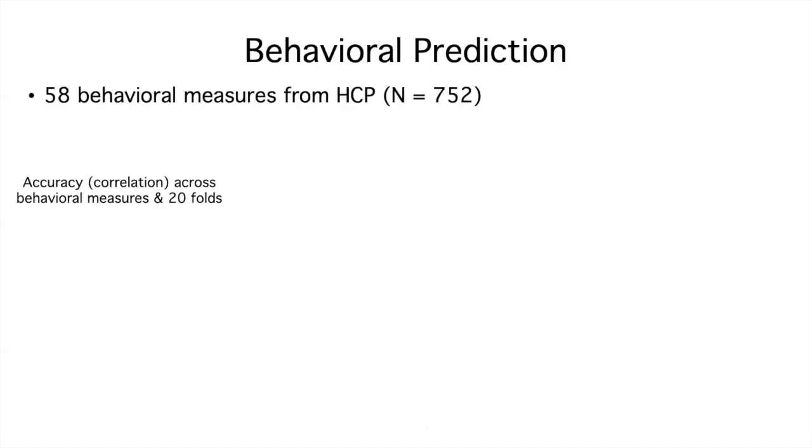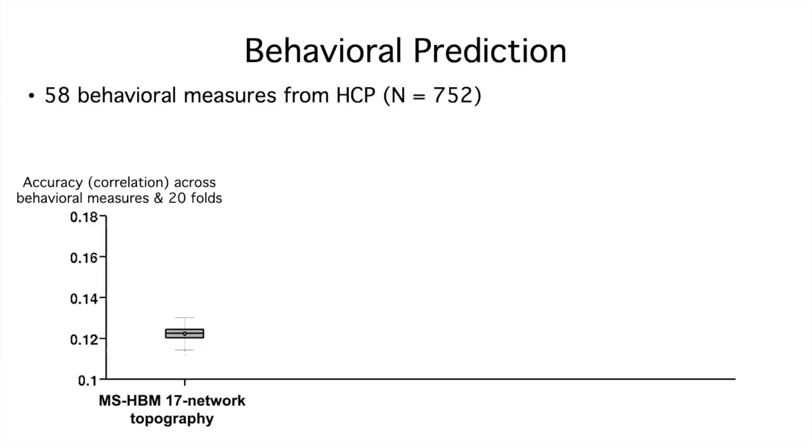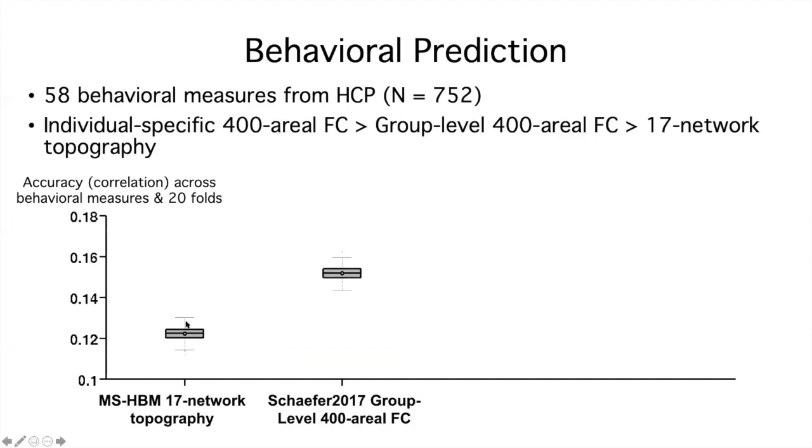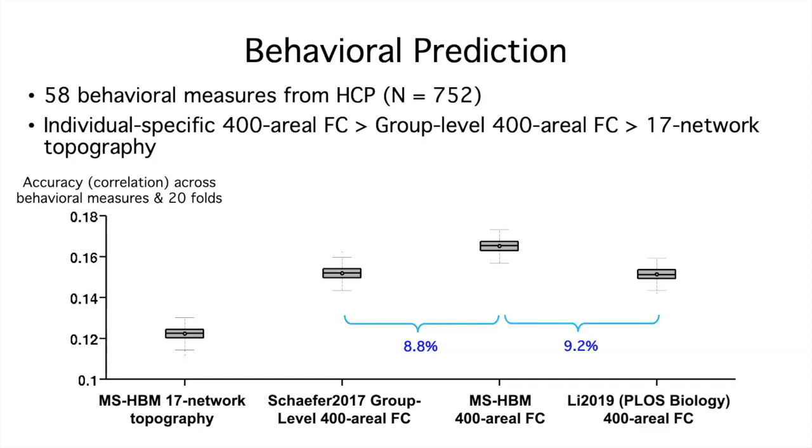Ruby again considered 58 behavioral measures from the Human Connectome Project. Here's the prediction accuracy from the previous individual specific network topography. The accuracy is better if we use the Schaefer group level parcellation to compute these 400 by 400 functional connectivity matrices and use them for predicting behavior. And if we use the individual specific area level parcellations, we get a further improvement. Our prediction accuracy is also better than a recent individual parcellation approach.